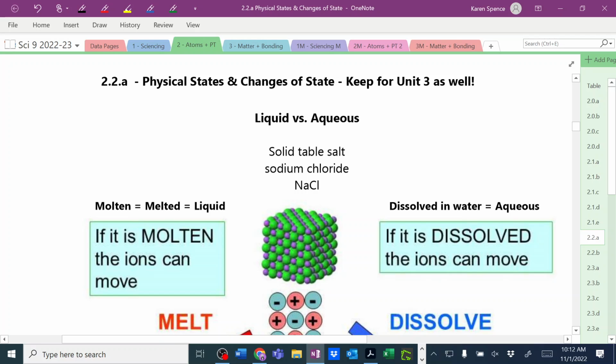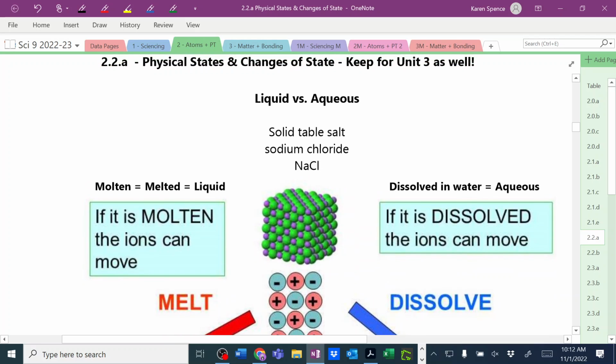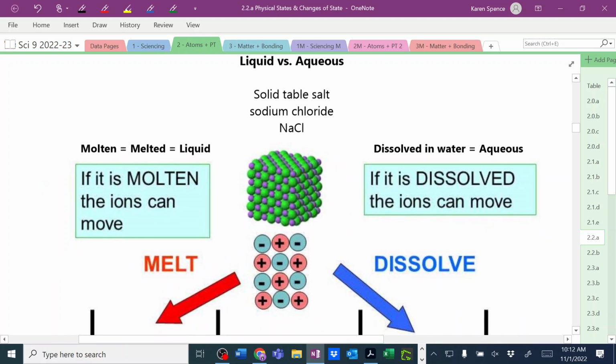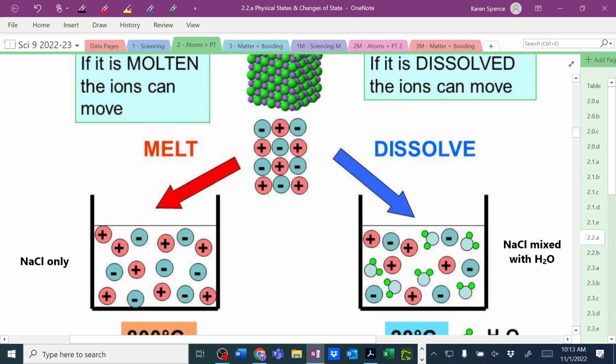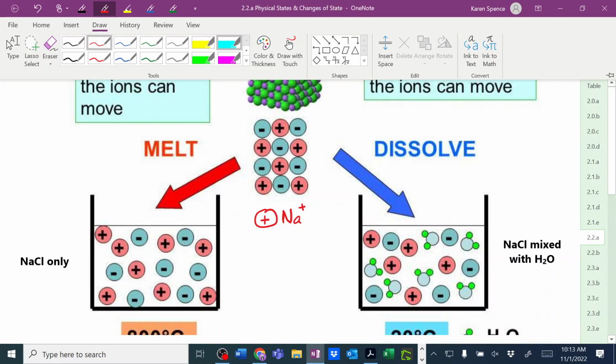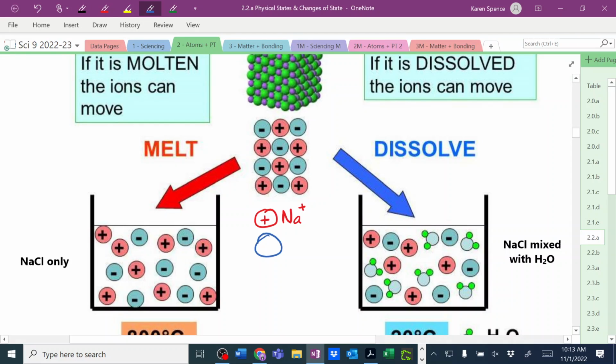Now here's a little picture showing the difference between liquid and aqueous. If we take our table salt and we melt it, it's still just table salt. We still have the positive sodium ions, and we have the negative chloride ions, but we have nothing else. That's it.